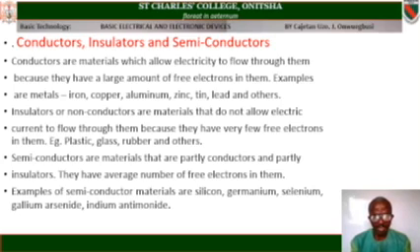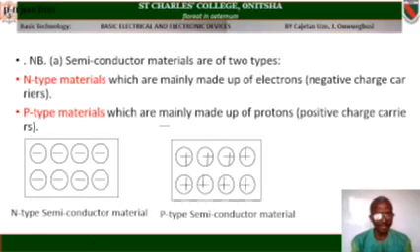Semiconductor materials. These are materials that are partly conductors and partly insulators. They have average number of free electrons in them. Examples of semiconductor materials are silicon, germanium, selenium, gallium arsenide, indium antimonide. All these are different classes of materials.